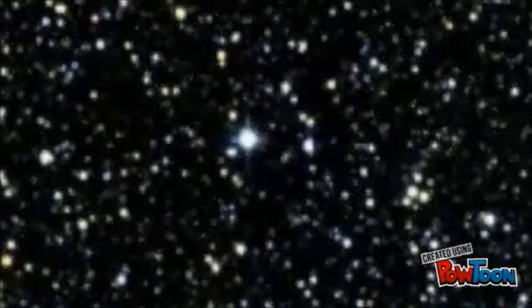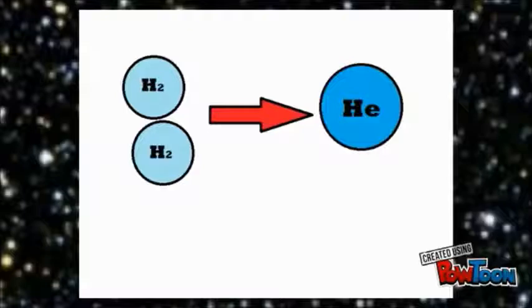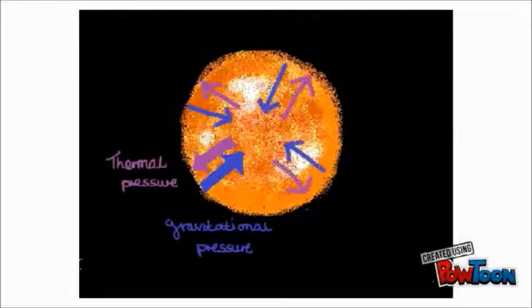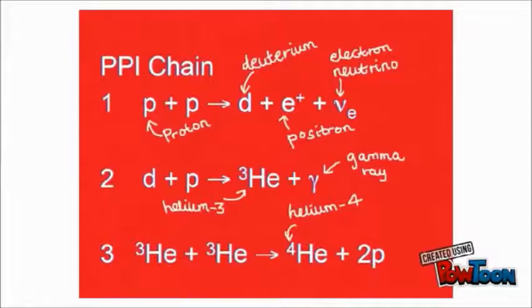A main sequence star is any star that is fusing hydrogen in its core and has a stable balance between outward forces due to thermal pressure and inward gravitational forces. Stars fuse hydrogen to helium in their core following the proton-proton chain reaction.